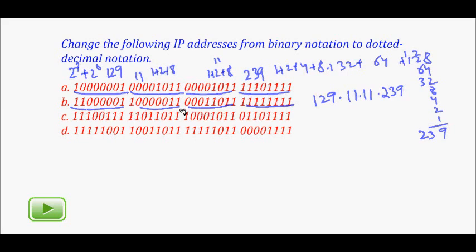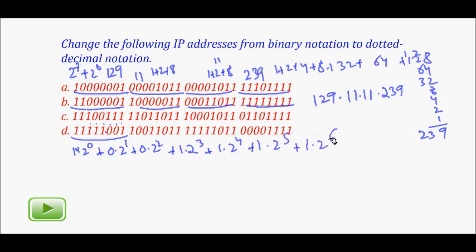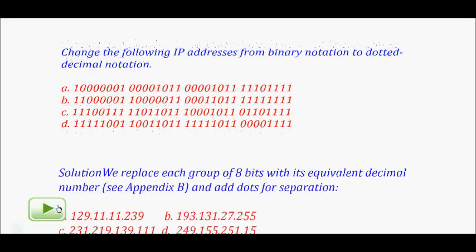Okay, similarly you can find these again. Just for your knowledge, if you want to find the binary, this is 2 to the power of 0, this is 2 to the power of 1, 2 to the power of 2, 2 to the power of 3, 2 to the power of 4, 2 to the power of 5, and so on. So 1 into 2 to the power of 0 plus 0 into 2 to the power of 1 plus 0 into 2 square plus 1 into 2 cube plus 1 into 2 to the power of 4, 1 into 2 to the power of 5, 1 into 2 to the power of 6 plus 1 into 2 to the power of 7. Okay, so this is how you represent it.